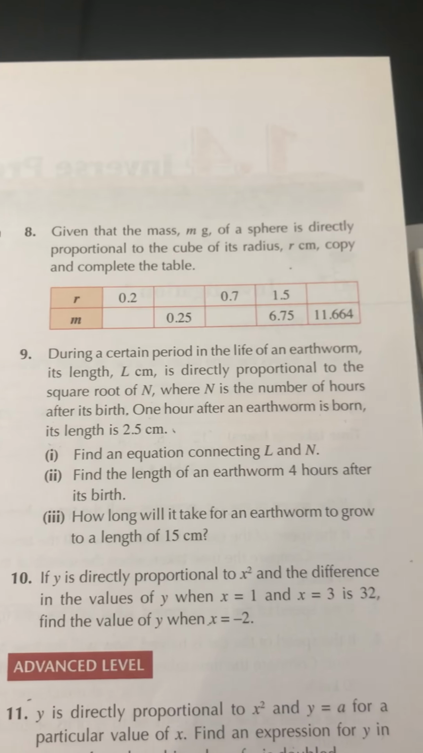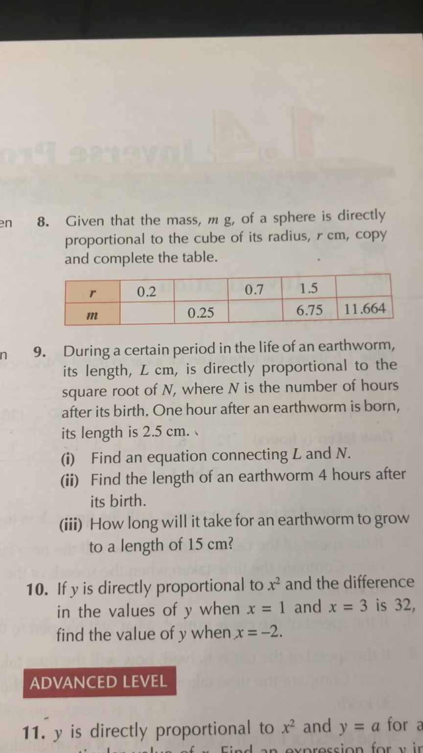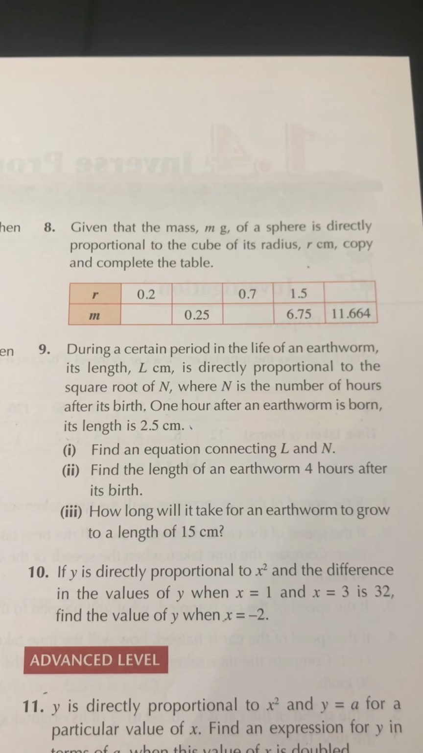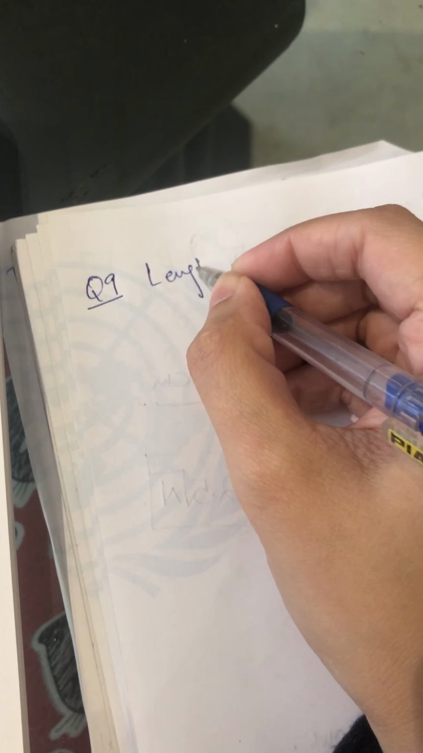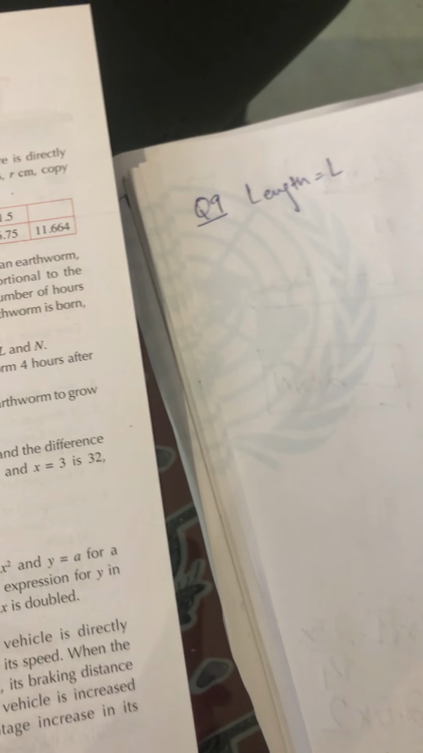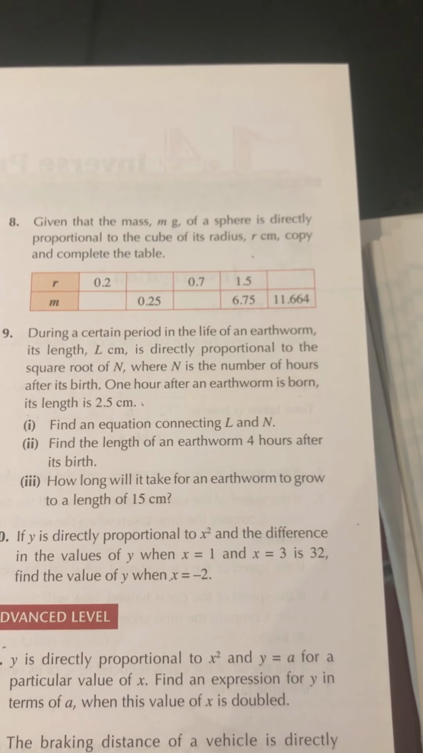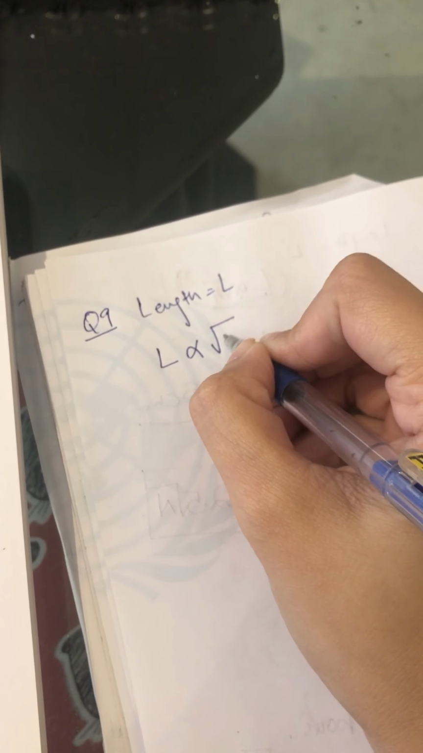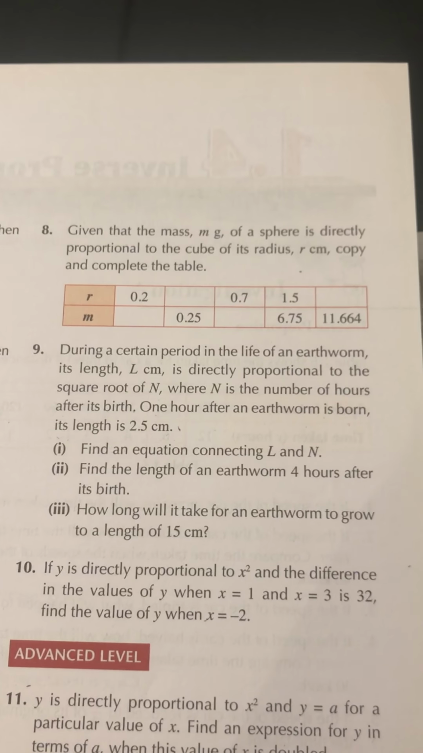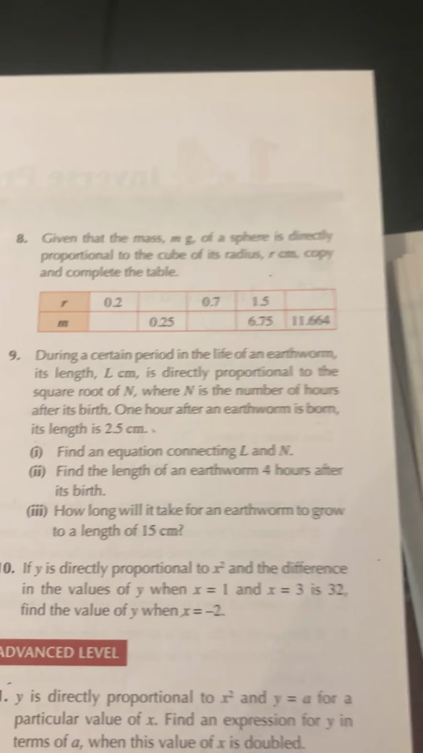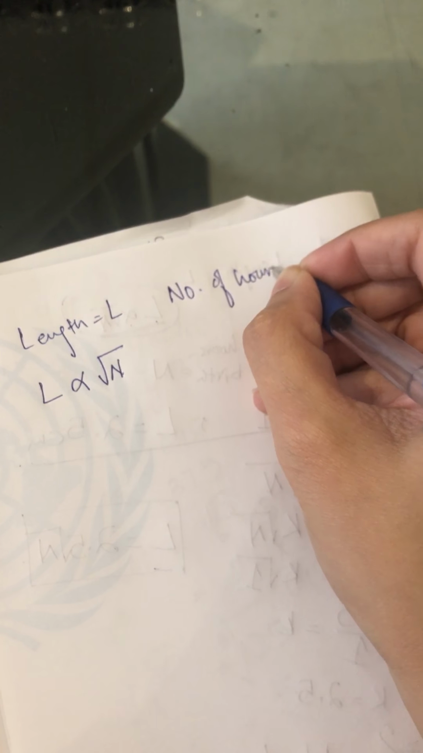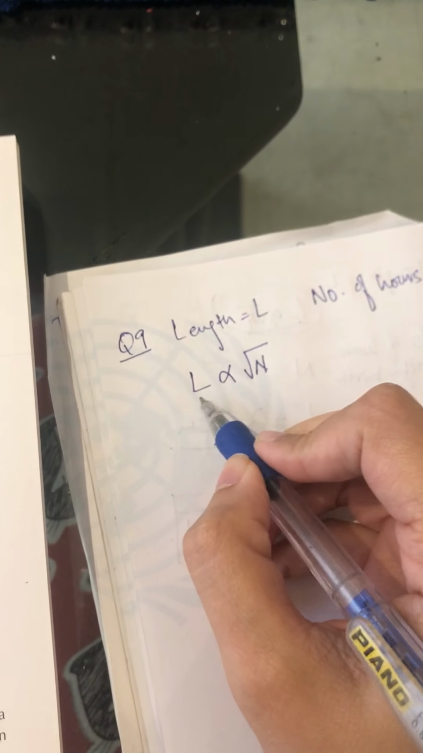Alright students, so today we're going to start with question number 9. So question number 9 is, during a certain period in the life of an earthworm, its length L centimeters. So the length is being denoted by L, is directly proportional to the square root of n, where n is the number of hours after its birth. So this is the relation between them.